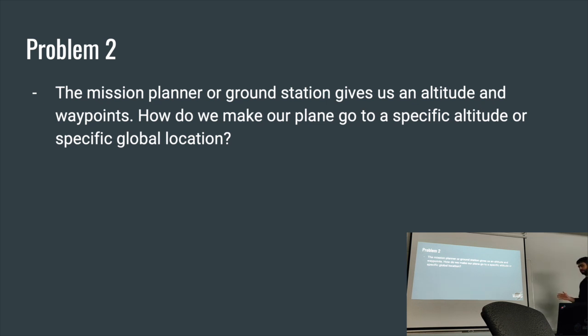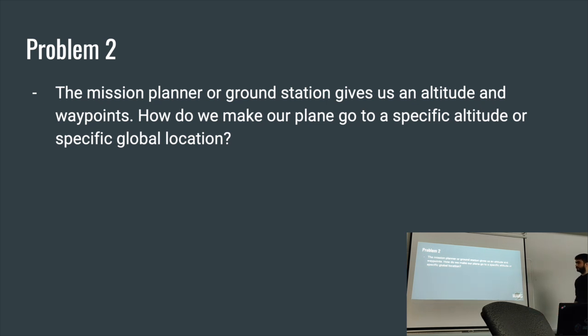So we've solved that problem. We'll just get rid of the GPS. We'll just use the altimeter. Here's the second problem. The mission planner or ground station gives us an altitude and the waypoints. How do we make our plane go to a specific altitude or a specific global location?